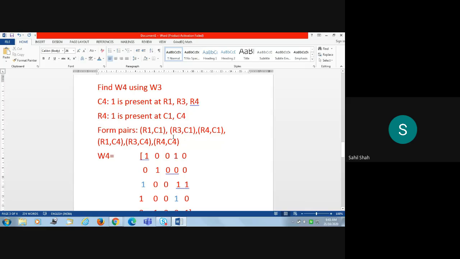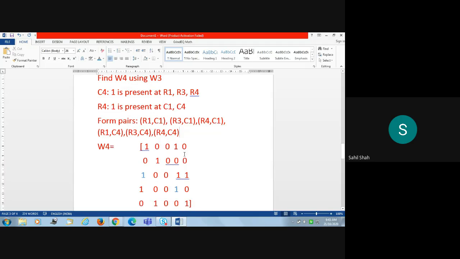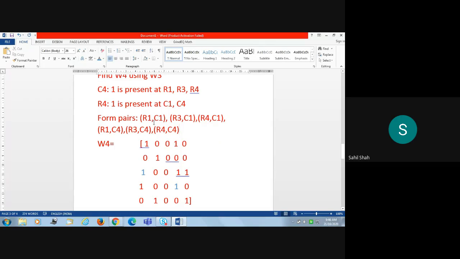Now we shall update the pairs accordingly. Okay. Let us cross check. R1 C1 present. Okay. R3 C1 I have updated. R4 C1 it is present. R1 C4 present. R3 C4 already available. Okay. R4 C4 yes it is present. But you should have these considerations. But there is no updation in the matrix, but you are getting these many pairs at the step number 4, W4. Okay.